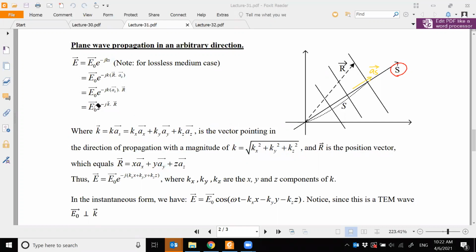See, it will be written as this. See here, this one and this one.